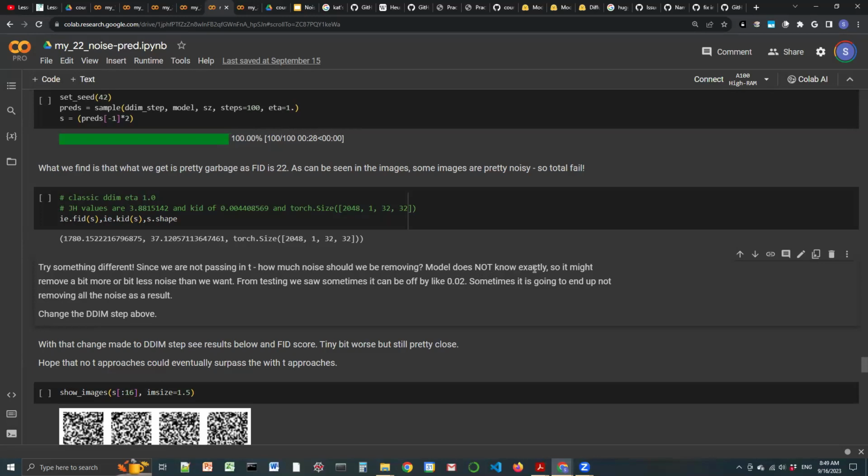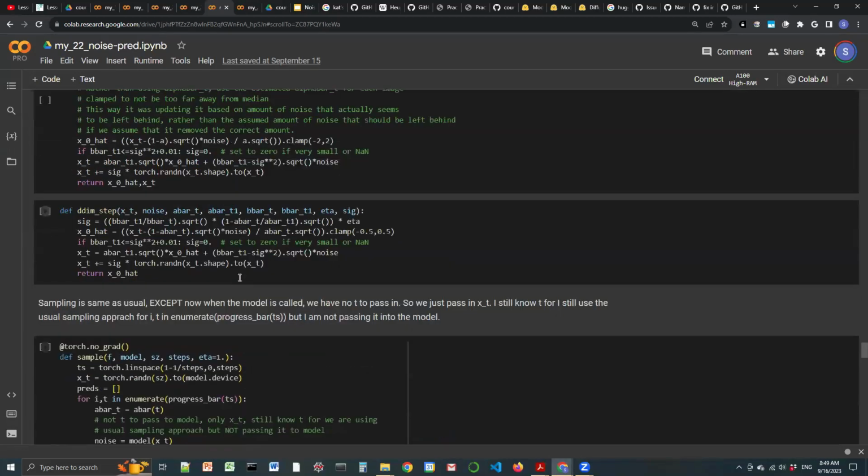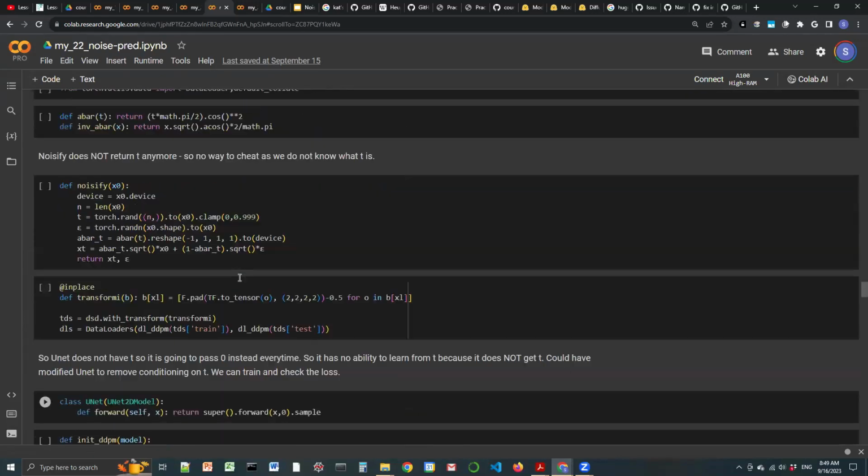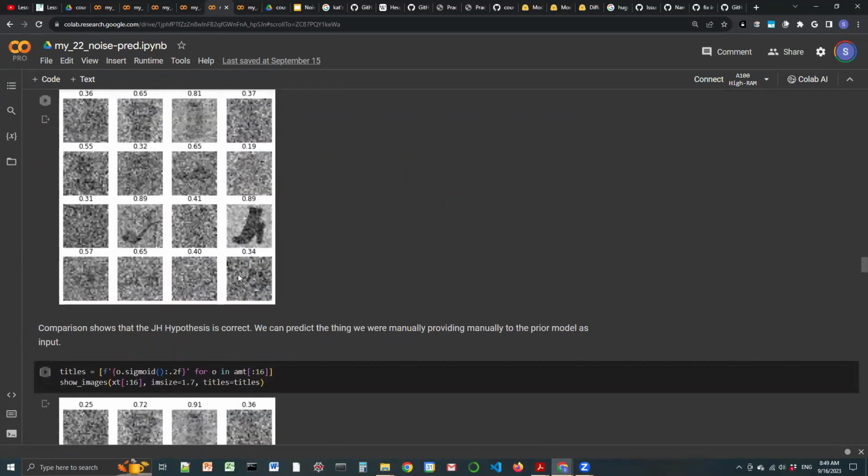So the model doesn't know this exactly. So it may remove a little more or a little less of the noise. That's the reason that he says that there is some slight difference between these two sets of images.